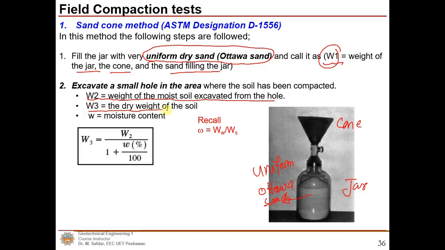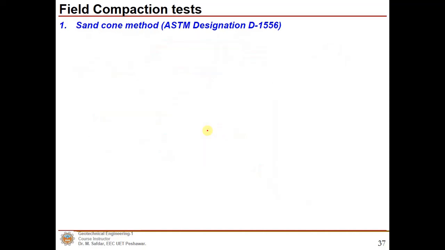W3 will be the dry weight of the soil, and we can find out the moisture content by placing a chunk of soil into the oven, and after 24 hours you can check the change in the weight of the soil, and that change will be reflected as the moisture content. Now in order to find out the W3, which is the dry weight of the soil, you can use this equation where W2 is the weight of the moist soil excavated from the hole and W in percentage is the moisture content. We can recall that the water content is the weight of water to the weight of solids.